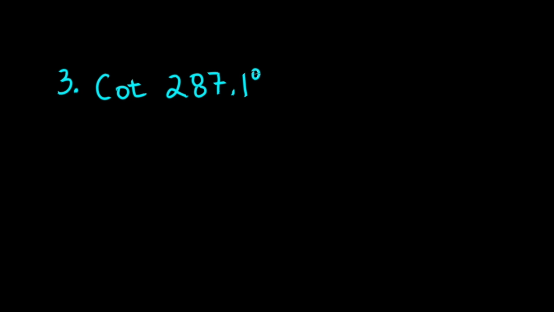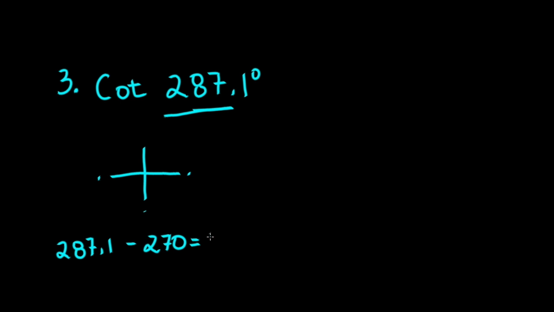First, we need to find a reference angle for 287.1. 287.1 is closest to 270. Again, we are using the numbers 90, 180, and 270 because these are the points that are made for the different quadrants in a graph. So 287.1 minus 270 equals 17.1. This is the first part of our answer.